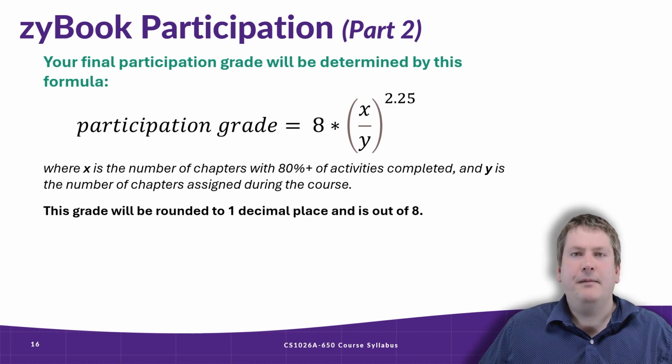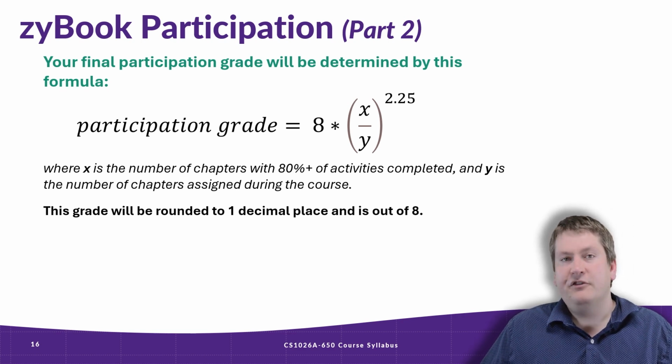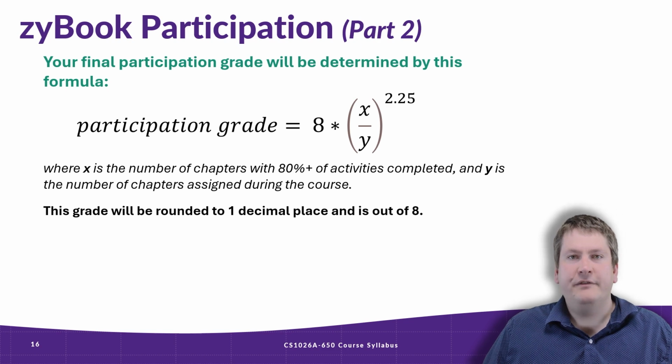This might look a bit complicated, but as long as you complete all the participation activities, you'll obtain the full participation grade. This just sort of curves it a little bit. You can also find this formula in the course syllabus, but again, if you just complete all the participation activities, you'll get the full participation grade.